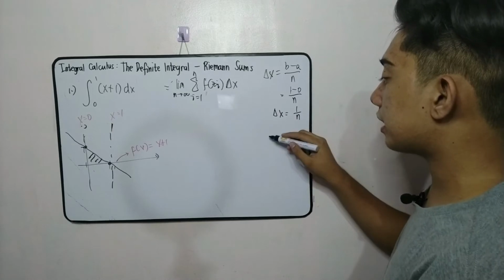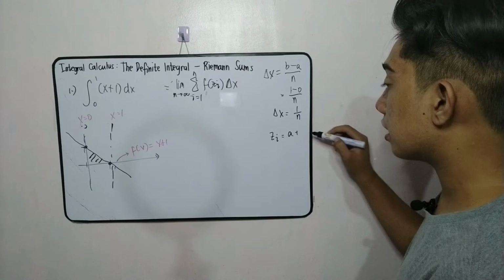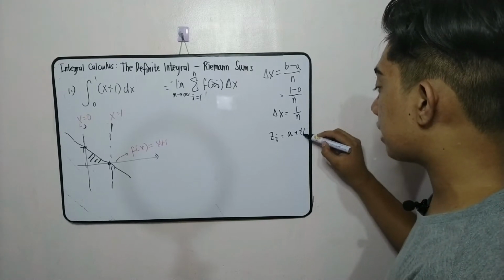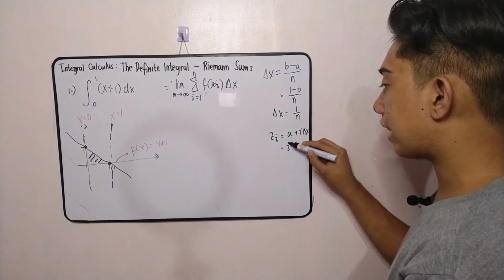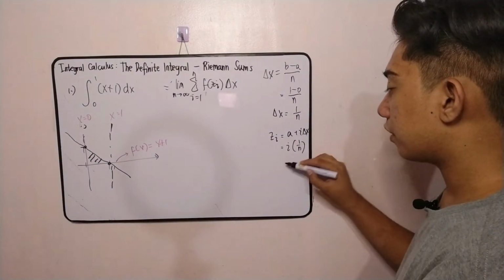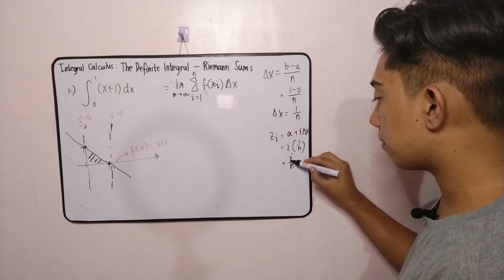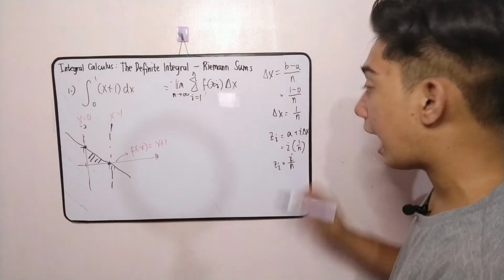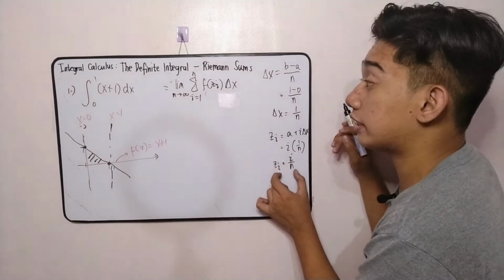And for our z sub I, it becomes a plus I times delta x. Our a here is 0, so I times 1 over n. Therefore, our z sub I becomes I over n. Okay? This is our z sub I, I over n. So what happens here? We will substitute the z sub I to the f of x.